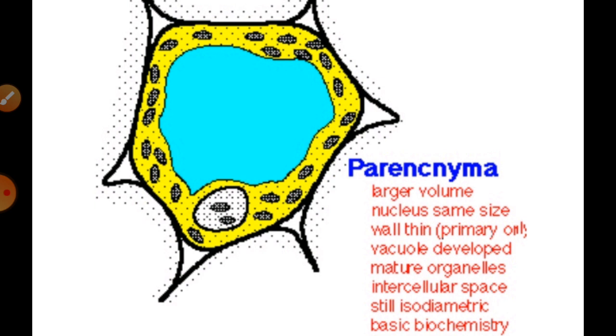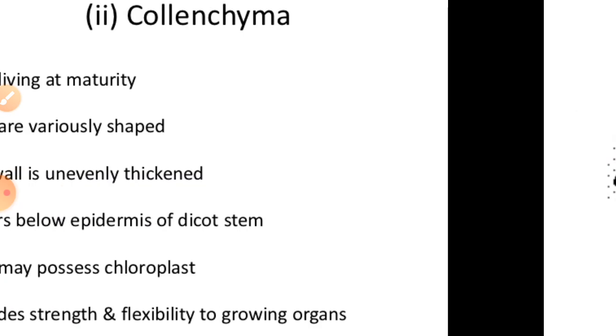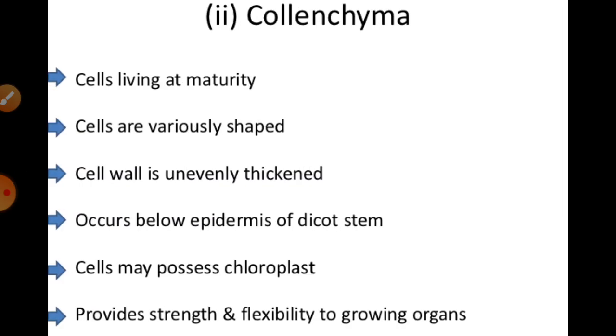Means with the help of their differentiations, they are capable of providing for the secondary tissues, right? So these are the main functions of the simple permanent tissue called the parenchyma. Let's move to another one, called the collenchyma.